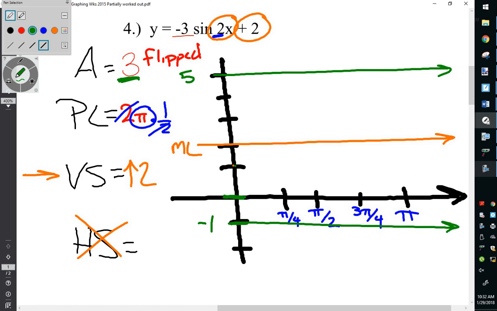It is a sine curve, so sine curves start in the middle. So I'm going to put a dot right here, but it's flipped because of the negative sign. Instead of going there and up, I'm going to go there and down to the bottom, not to the black line, but to the bottom of my graph. And then to the middle again, and then to the top, and then back to the middle. There's my sine curve.